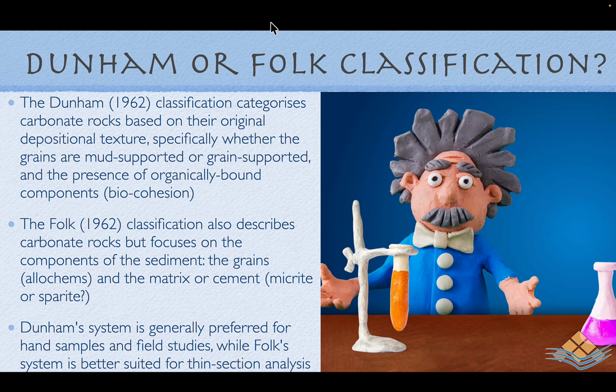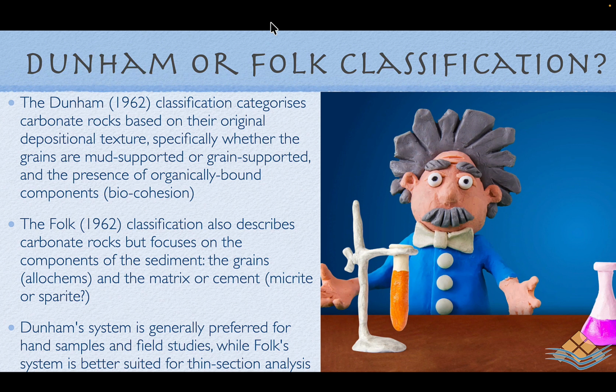In carbonates, there are two main classification systems. They've been modified, but the two primary sources are the Dunham classification or the Folk classification. Dunham's classification sets up categories in carbonate rocks based on their original depositional textures. There are three levels of observation at the top level of this classification. Were the grains mud supported? Were the grains grain supported? Or were the grains bound together by some sort of organic or inorganic cement at the time of deposition? That third group we can think of as biocohesively attached sediments.